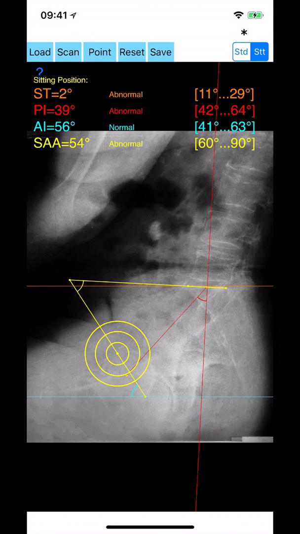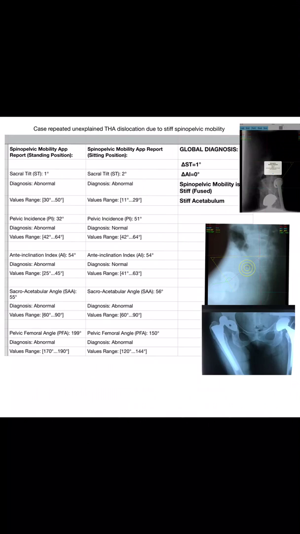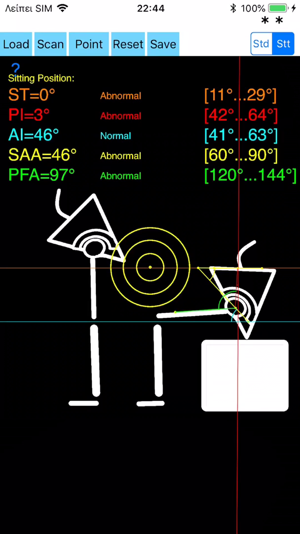The detailed analysis of data by comparing the standing and sitting position is exported with the Save button. The TXT file can be opened with Notepad or Numbers externally. Please see tutorial videos at the developer's website.